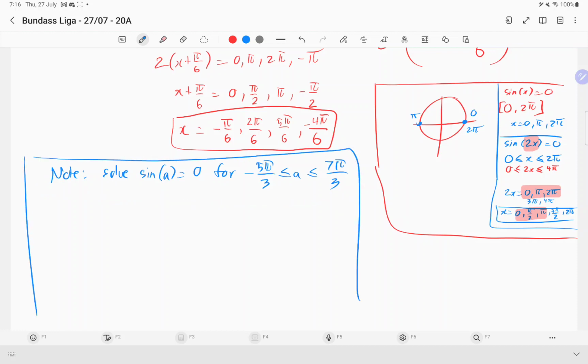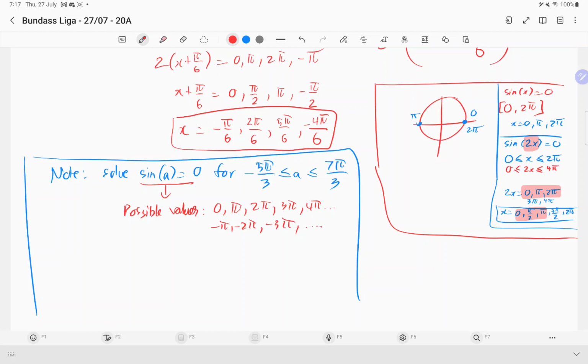This is what you're asking: for A, how do we know where to start given a strange domain like that? Note that sin A equals 0, so the possible values on the positive side would be 0, pi, 2 pi, 3 pi, 4 pi, and so on. And the negative ones would be negative pi, negative 2 pi, negative 3 pi, and so on.